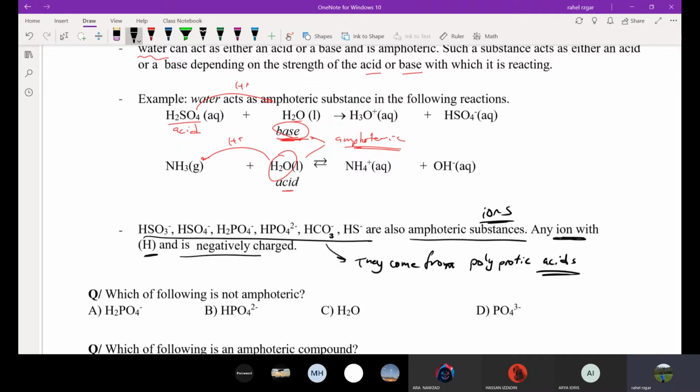The polyprotic acid itself cannot become amphoteric, but the following ions from those polyprotic acids, where they still have a hydrogen, at least one hydrogen, they can become amphoteric.